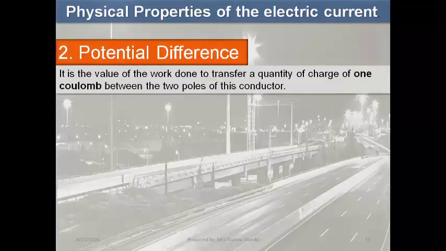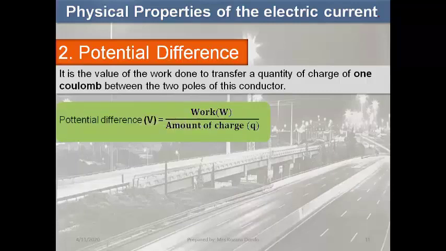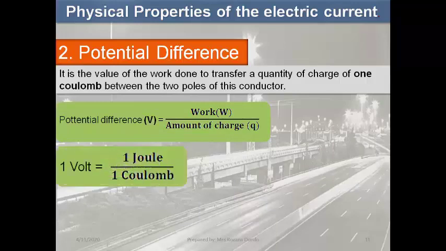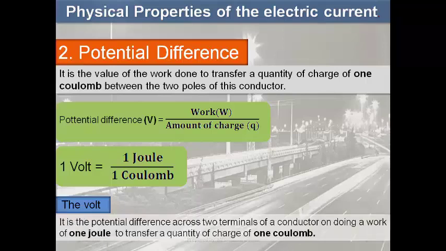Potential difference is the value of the work done to transfer a quantity of charge of 1 coulomb between the two poles of this conductor. Potential difference, V, is equal to work over amount of charge. 1 volt is equal to 1 joule over 1 coulomb. Joule is the unit for the work and coulomb is the unit for the amount of charge, while for potential difference the unit is volt. The volt is the potential difference across two terminals of a conductor on doing a work of 1 joule to transfer a quantity of charge of 1 coulomb.